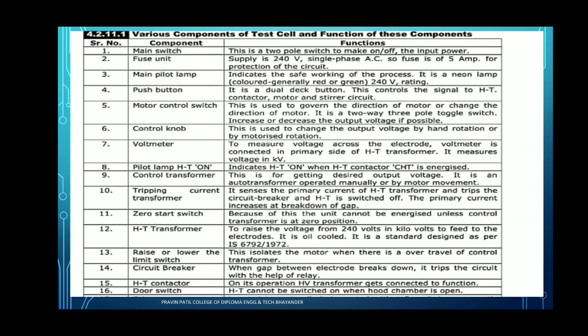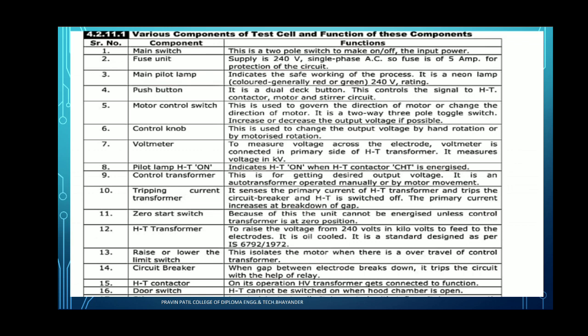Next component, motor control switch. This is used to govern the direction of the motor or change the direction of the motor. It is a two-way 3-pole toggle switch. It can increase or decrease the output voltage if required. So by using the motor control switch, we can increase or decrease the output voltage. It is nothing but the variation of the voltage, of the dimmer type.